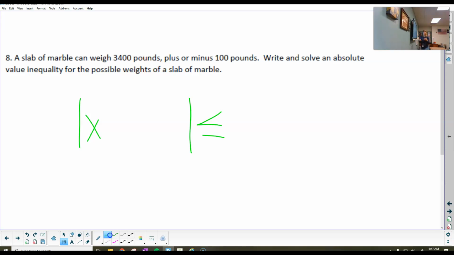Your inequality symbol is always open towards the answer. So we know a slab of marble's regular base weight is just 3,400. And it can vary by as much as 100 pounds. So that's how we're going to set up those word problems.